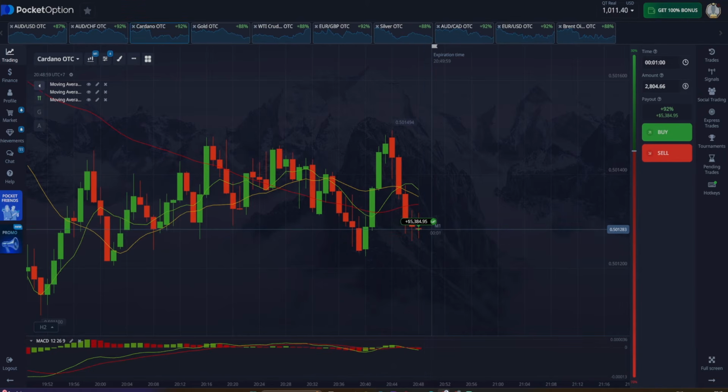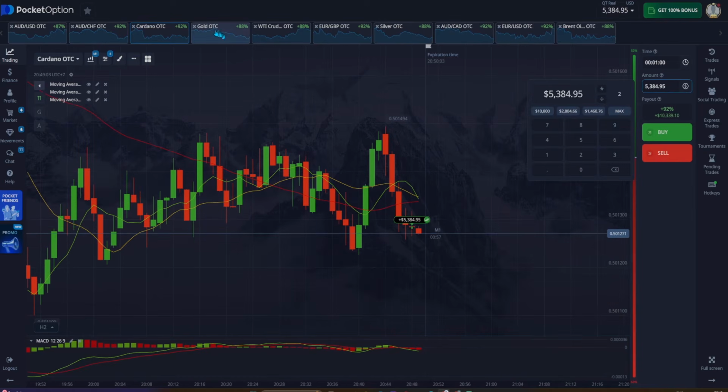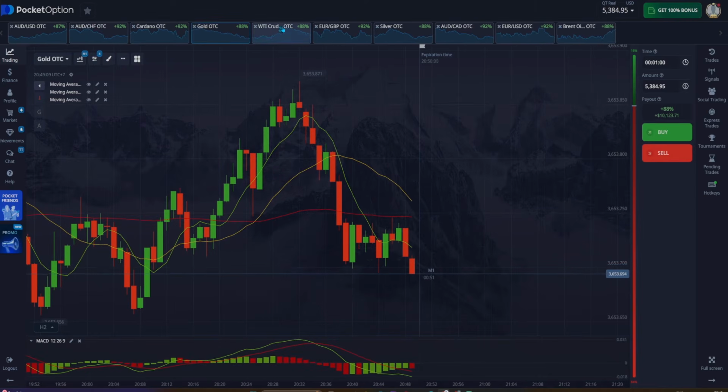Yes, price is dropping right after the MACD crossover. Our analysis worked perfectly and we made a profit. Let's open the market again for the next opportunity.